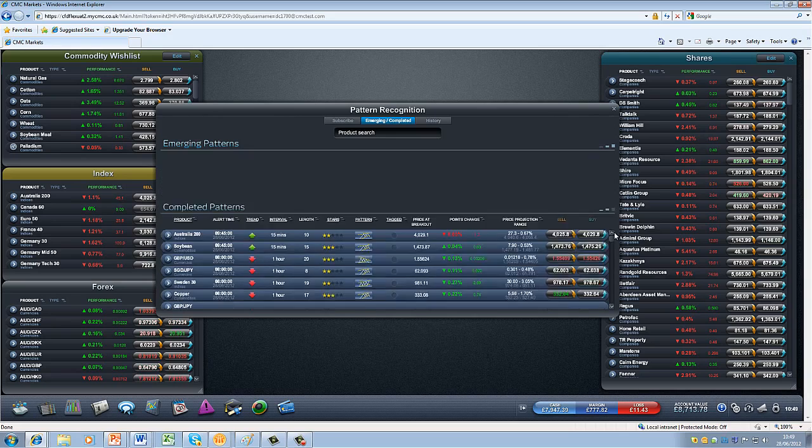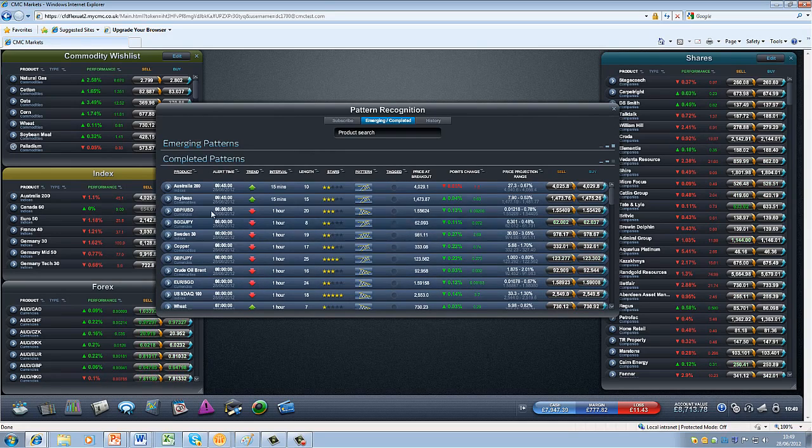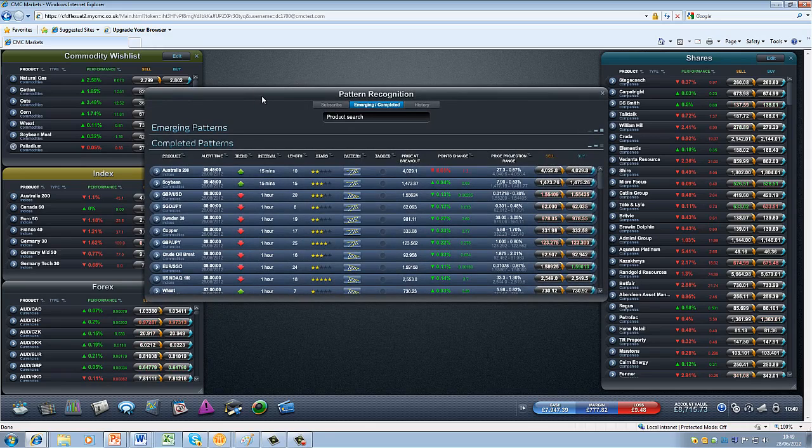I'm just going to go ahead and maximize my completed pattern section because this is the main window that I tend to look at, and I check this multiple times throughout the day itself. You've got all the same stuff there as what you had with the emerging pattern section, but you've got some extra info here, particularly important. You've got the price at breakout, and then you've got the real-time points change versus where the current market price is in relation to the price at breakout.